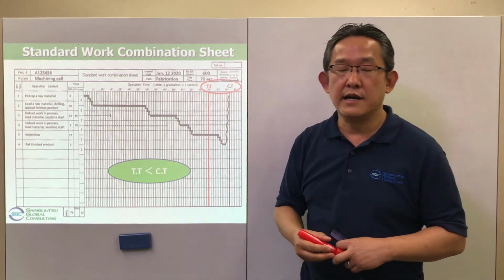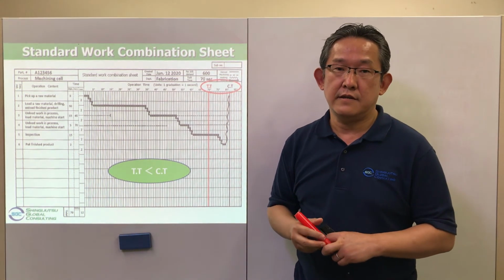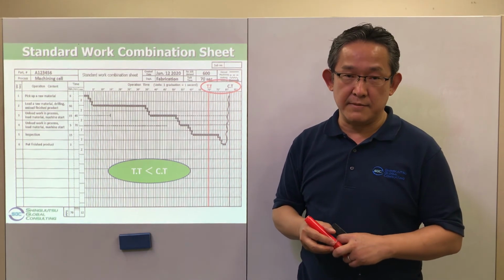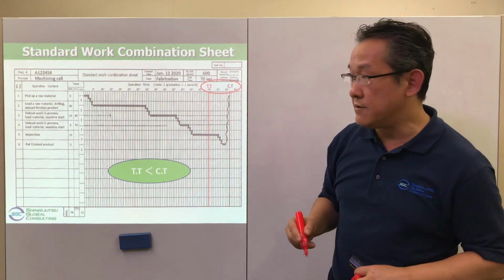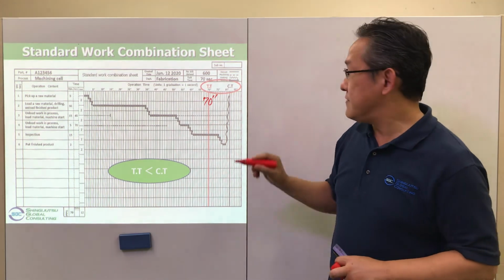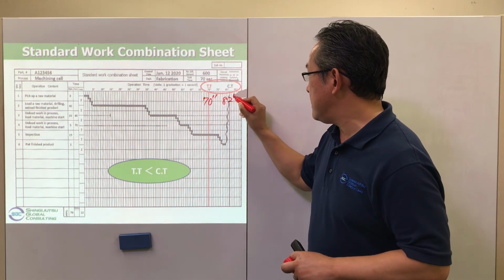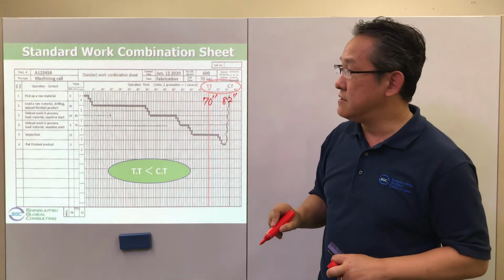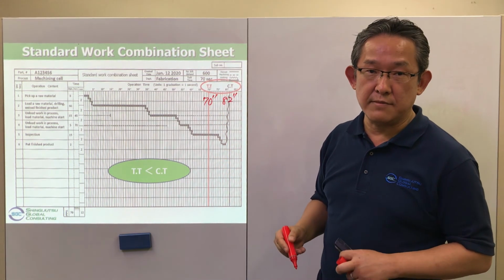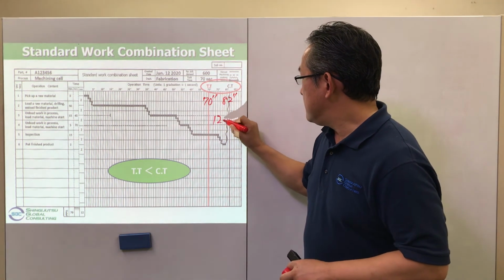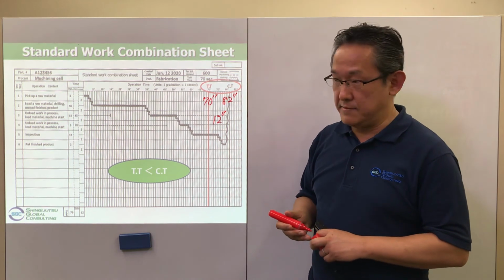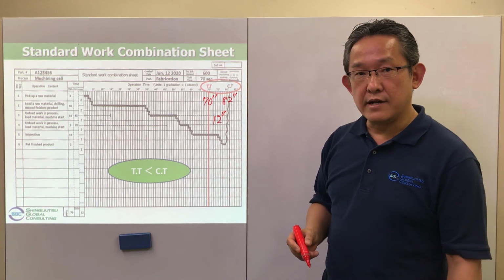The standard work combination sheet is one of the tools for Kaizen. It will help reveal the problems and is a requirement for improvement. This example shows that the takt time is 70 seconds and the cycle time is 82 seconds. This is a situation that cannot achieve the production requirement volume per day. A cycle time reduction of 12 seconds is required here to solve the problem of this process.